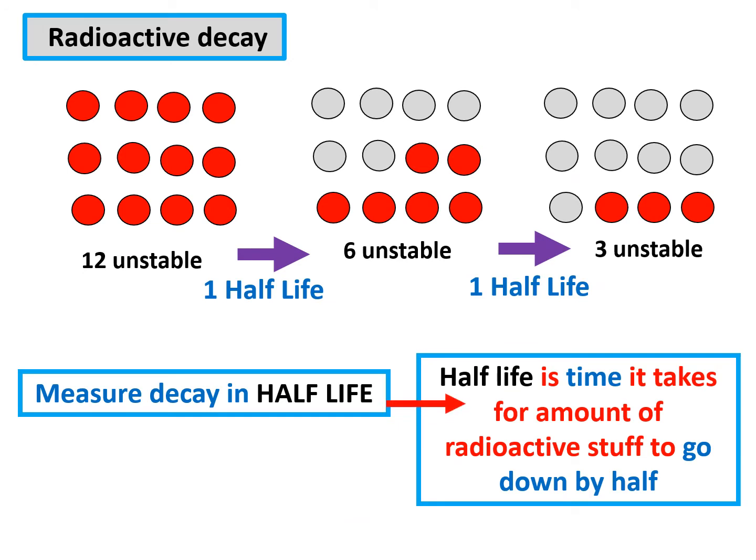We can measure decay in something called half-life. So half-life is the time it takes for the amount of radioactive nuclei we've got to go down by half. So for instance, if we started with 12, then after 1 half-life, we'd have 6 unstable nuclei left. If we waited another half-life, we'd have 3 unstable nuclei left. So it wouldn't go down by 6 each time, it goes down by half of however many you've got. So if we've got 6, it goes down by 3. If we've got 12, it goes down by 6, and so on.